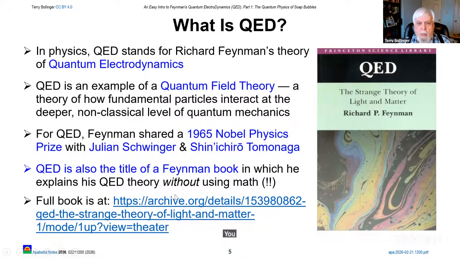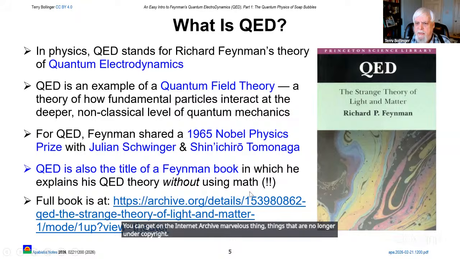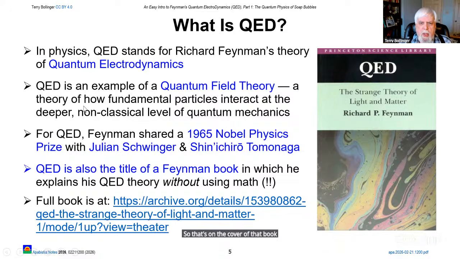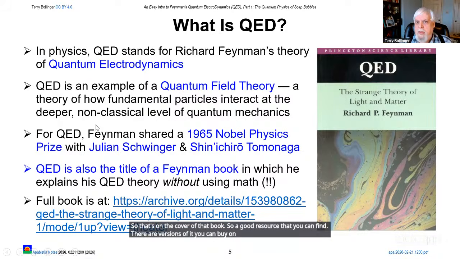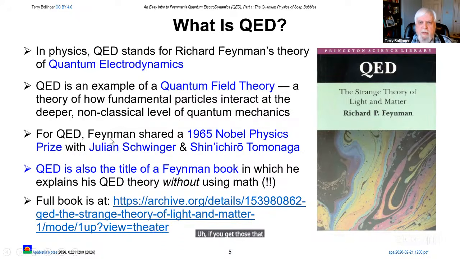You can get on the Internet Archive, marvelous things that are no longer under copyright. You can get copies of this. So his first edition, which has this beautiful picture that you see over here on the right of oil film, same kind of colors you see in a soap bubble. So that's on the cover of that book. So a good resource that you can find. There are versions of it you can buy on any number of sources. If you get those that have more recent intros. This one has the original intros and the original preface.